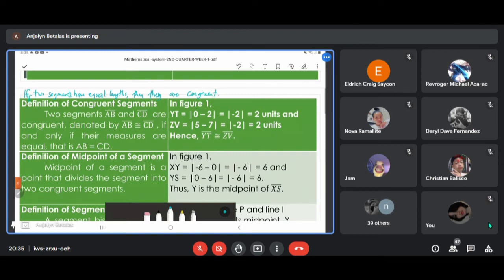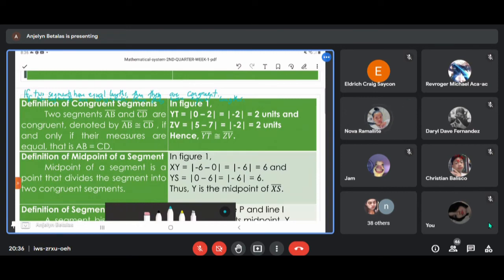If two segments are congruent, then they have equal lengths. Naintindihan na? Bisaya na ni, kung ang duha ka segments equal ilang length, pasabot, they are congruent. And the same way, if the two segments are congruent, then they have the same length.